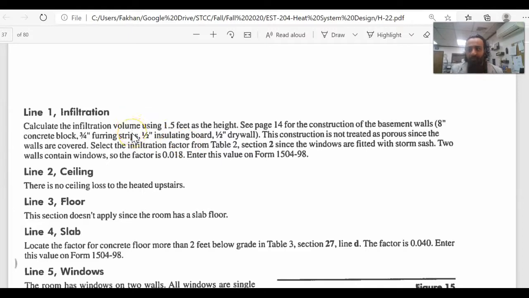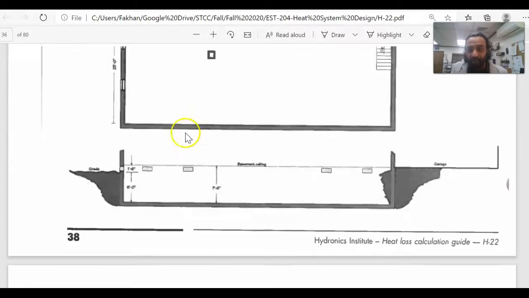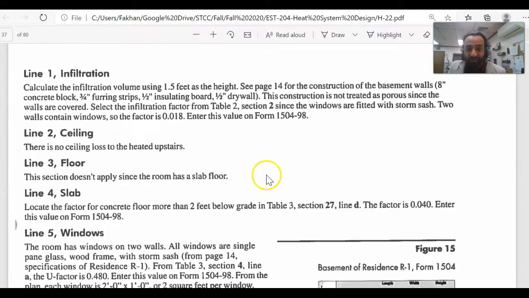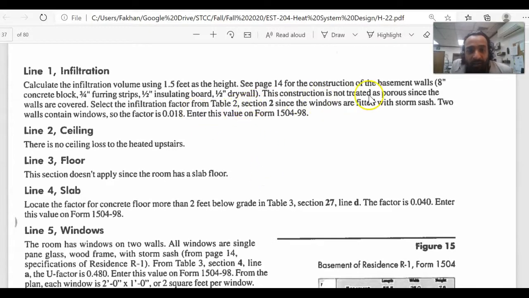Okay, calculate the infiltration volume using 1.5 feet as the height. The volume for that infiltration, which is very interesting, is not going to be the entire volume of the basement. It's going to be the volume on the top, like this volume over here only, not the bottom volume, because this air is going to be settled and hot air rises. So that's very interesting. As height, see the construction over here, and the rest has nothing to do with the infiltration. It's going to be 0.018 for that complete row.